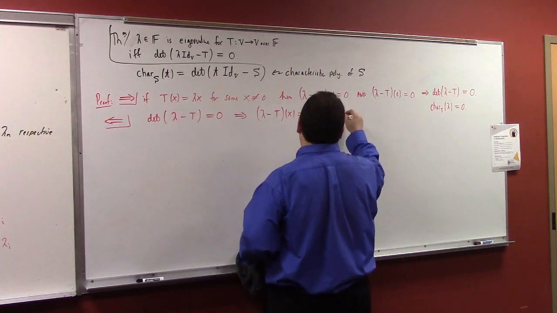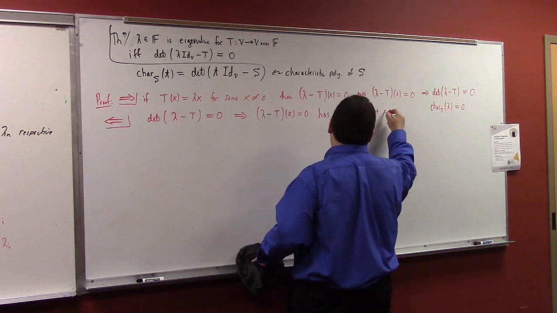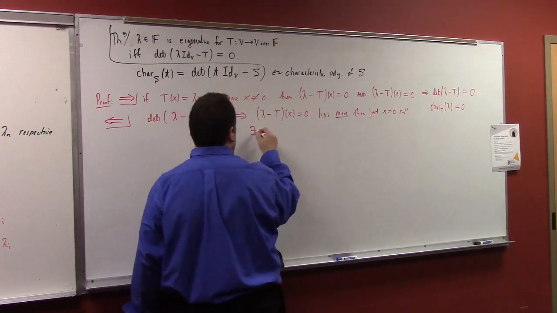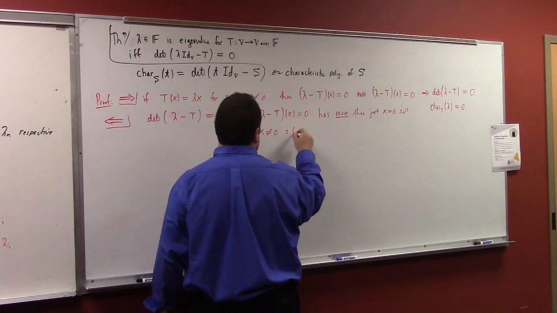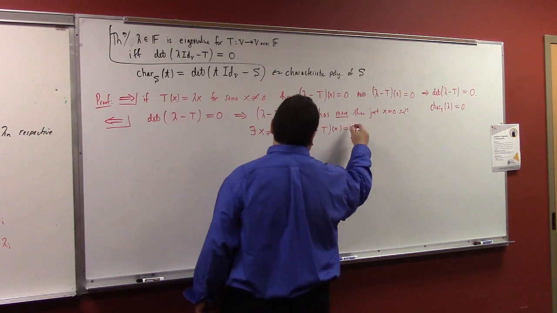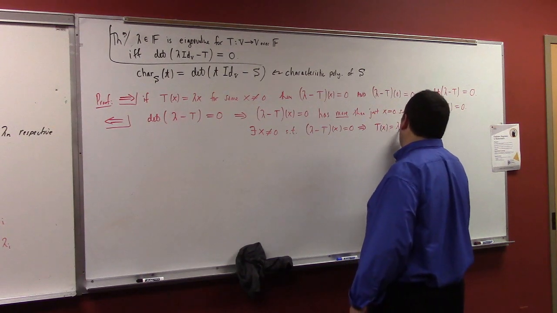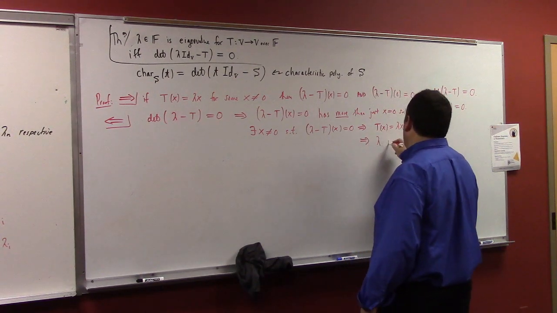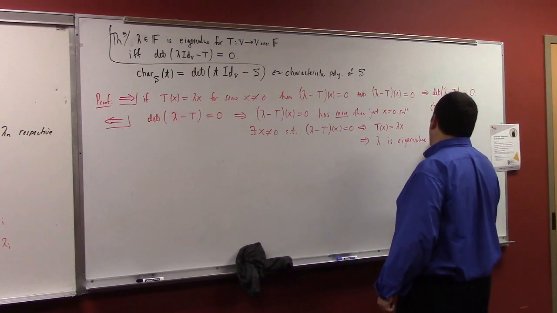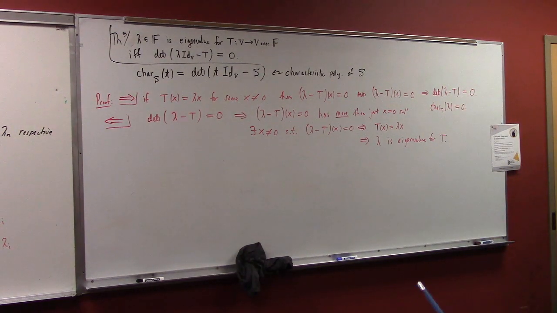has more than just the x equals 0 solution, right? In other words, there exists x not equal to 0 such that lambda minus T acting on x is equal to 0, which of course is to say that T of x is equal to lambda x, which is to say that lambda is an eigenvalue for T. And this we got from the invertible matrix list here.